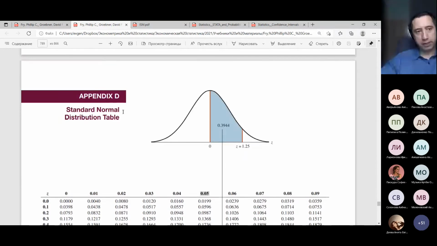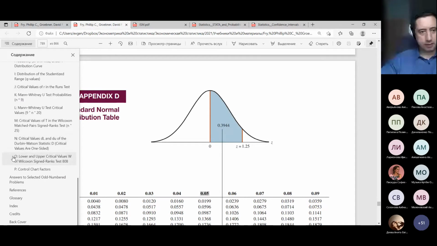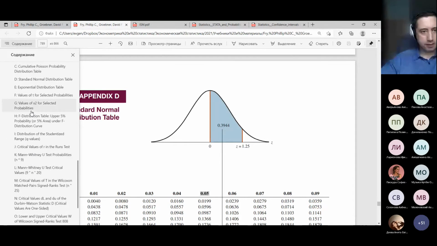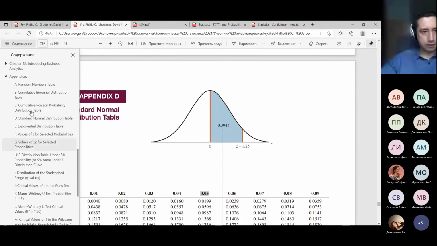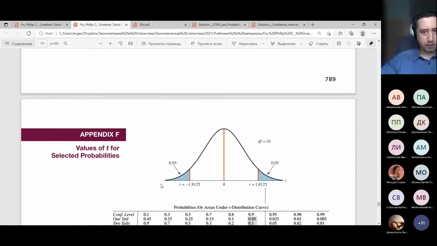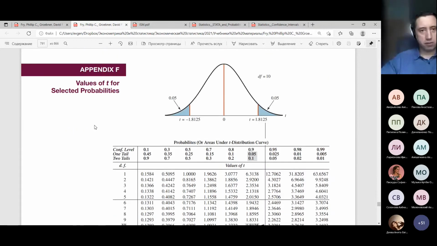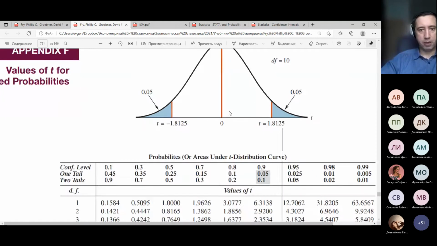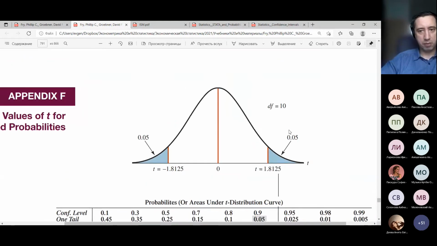If you open your textbook, you can find the appendix. Look, D is our standard normal distribution table, and there is an appendix F, values of t for selected probabilities. Here we have an example of how to use such a table.